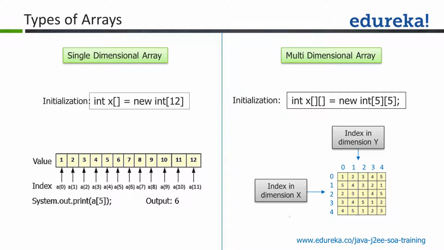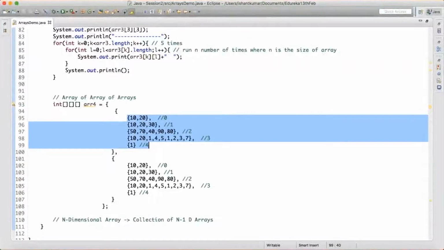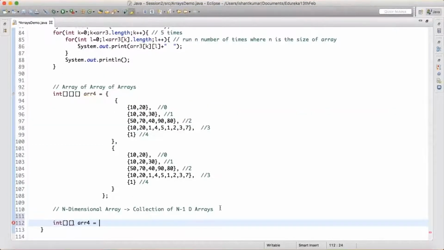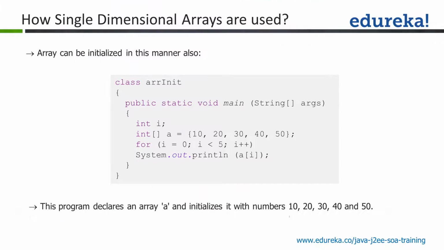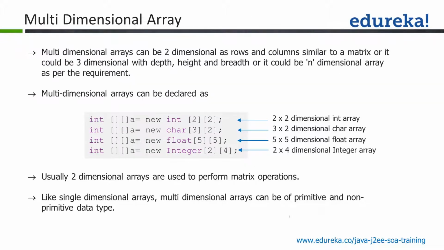So what we have done is specify the elements directly. What you can do is say int ARR of 4 assign new int with the size as 5 and 5. So you can also do this. This array contains no elements; here we can't see any elements. So you can declare in that context also. So this is one program on single dimensional array, and this is how you can declare your multi-dimensional arrays.